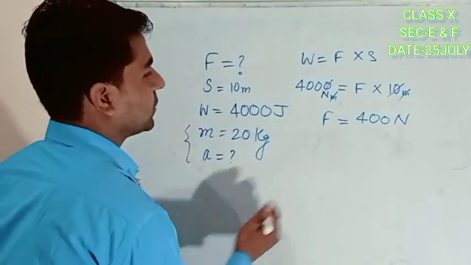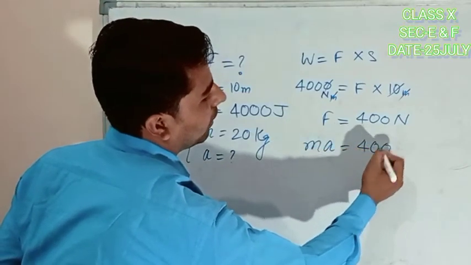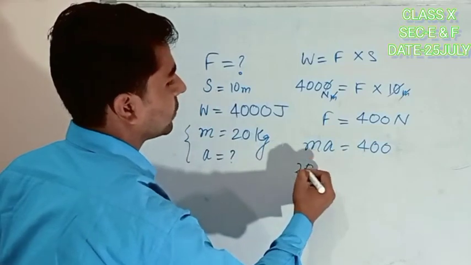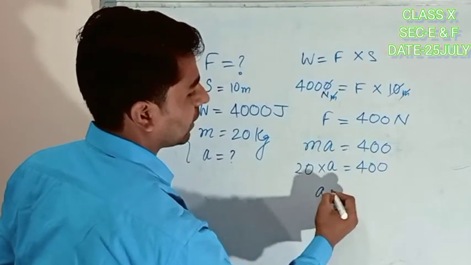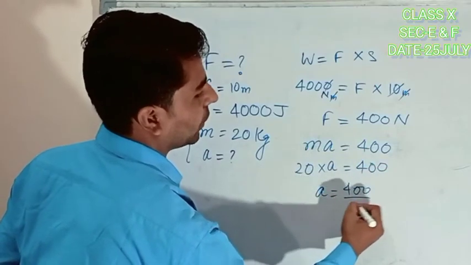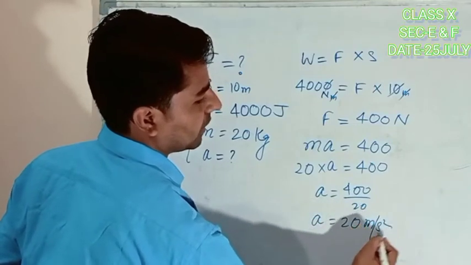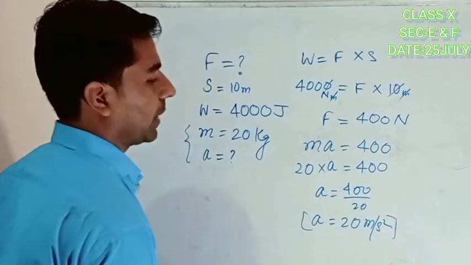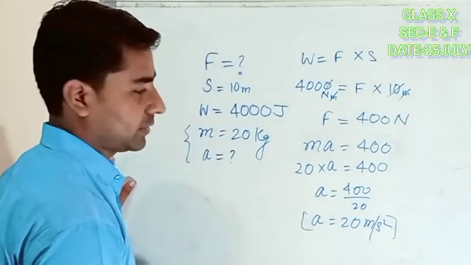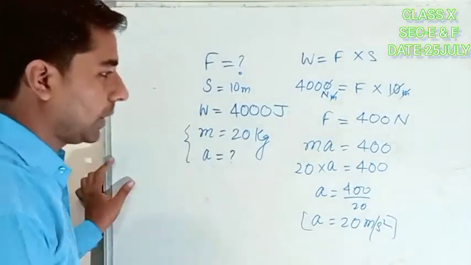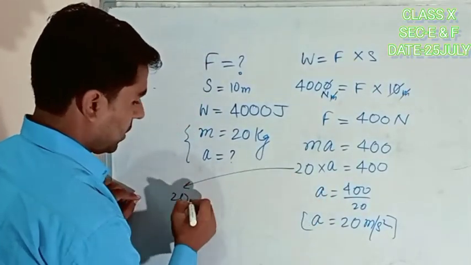Next part is about acceleration. So you write, since F is equal to ma, ma is equal to 400, mass 20 kg. So right here, 20 into acceleration is equal to 400. So acceleration is equal to 400 upon 20, which means acceleration will be equal to what? 20 meter per second squared. I am writing directly meter per second squared. Why? Because as the force is in SI unit, the acceleration will definitely come in the SI unit.